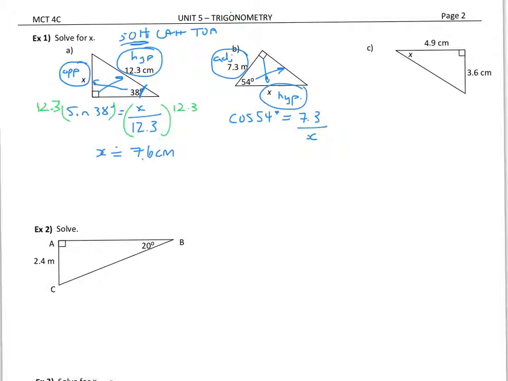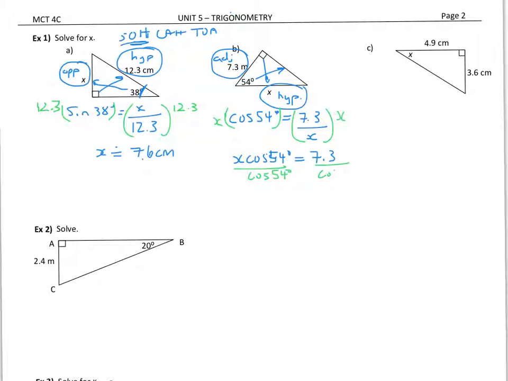Now I can't solve for x when it's on the bottom, so I'm going to undo it just like we did to get rid of that fraction in the previous example, but this time instead of multiplying by a number, I'm multiplying by x. That gives us x times the cosine of 54 degrees is equal to 7.3. And then to get x by itself, it's being multiplied by the cosine of 54 degrees, so we're going to divide both sides by the cosine of 54 degrees.